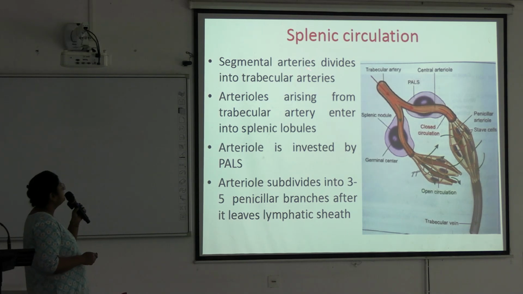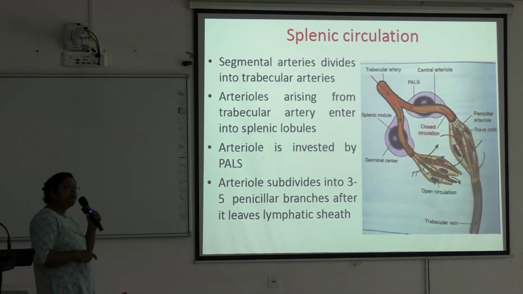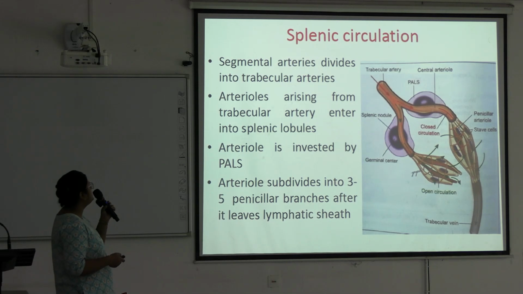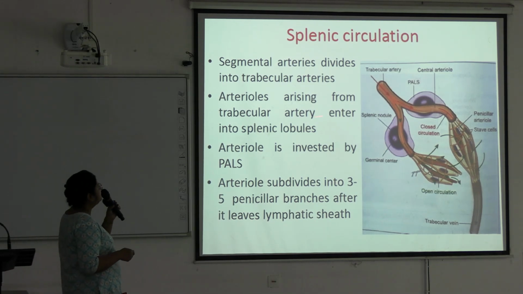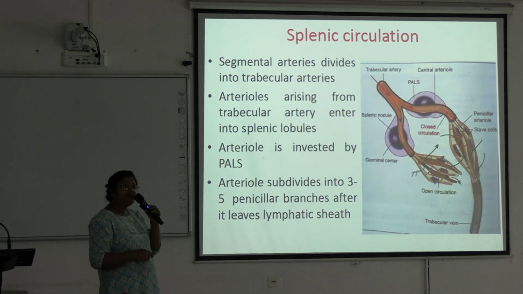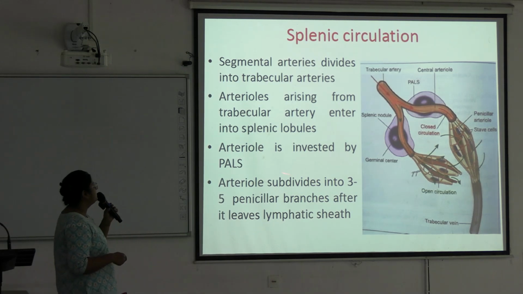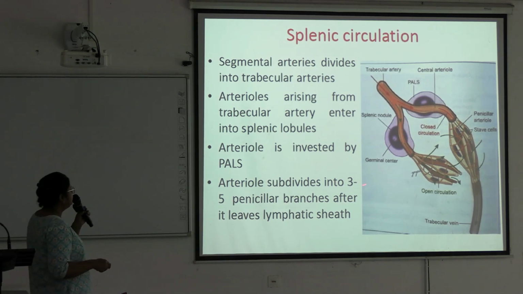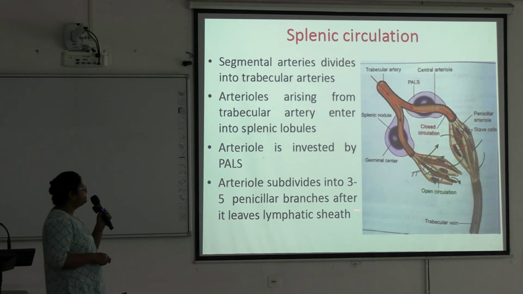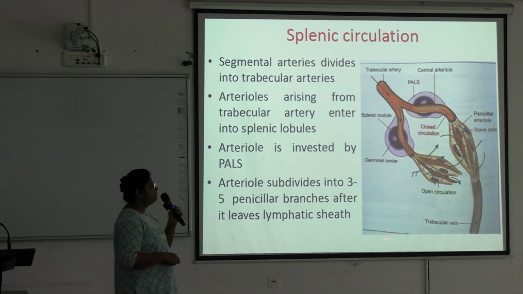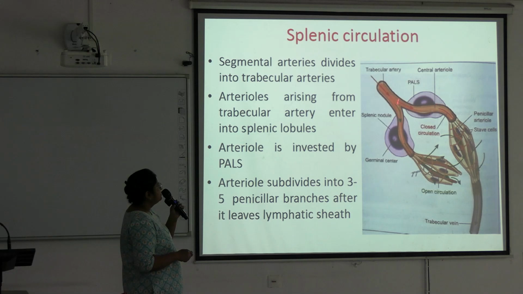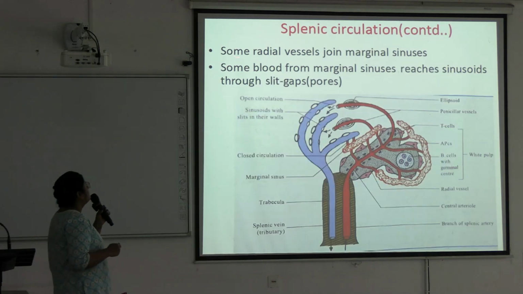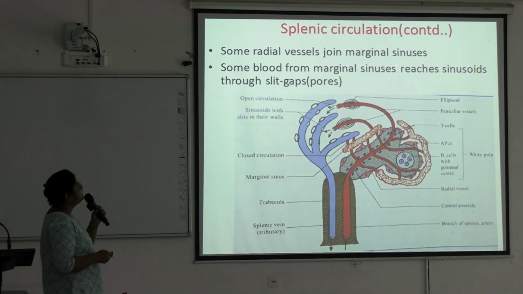So segmental arteries divide into trabecular arteries. Within the trabecula of the spleen, arterioles arising from the trabecular artery enter into the splenic lobules. An arteriole is invested by the periarteriolar lymphatic sheath around the central arteriole. An arteriole subdivides into 3 to 5 penicillar branches after it leaves the lymphatic sheath. So here, this is the central arteriole and these are the penicillar branches. Next, some radial vessels join the marginal sinuses.